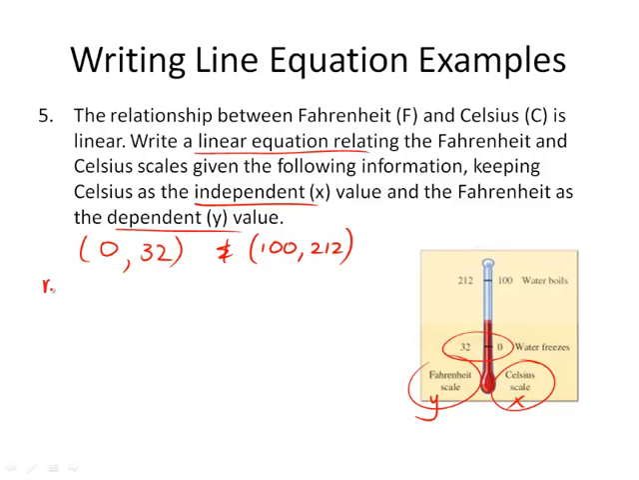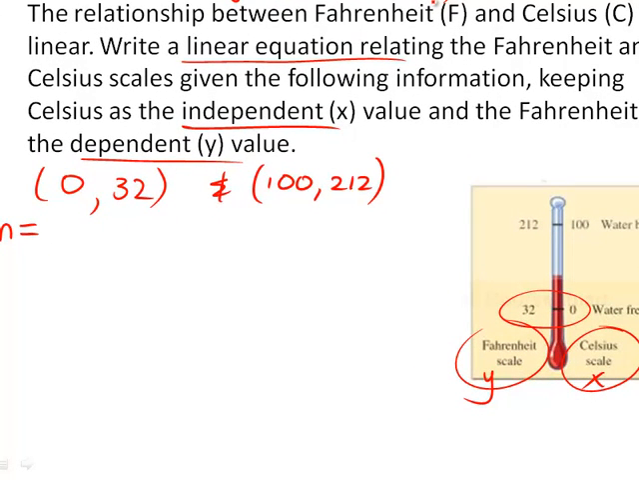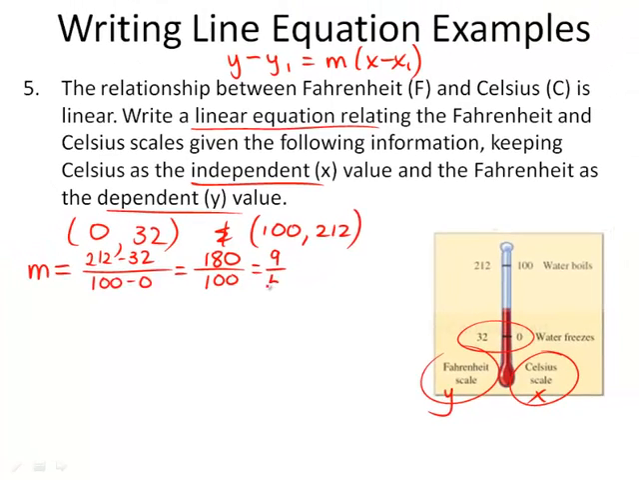Now that we have 2 points, we can find the slope. We want to find the slope so that we can input it into our line equation. So for the slope, we take our rise, 212 minus 32, and our run, 100 minus 0. So 212 minus 32 is 180, and 100 minus 0 is 100, which simplifies to 9/5.